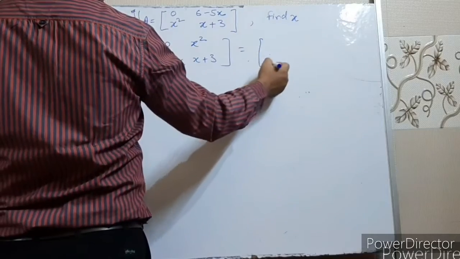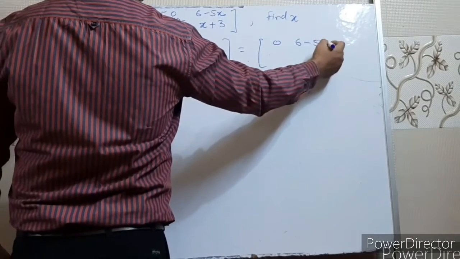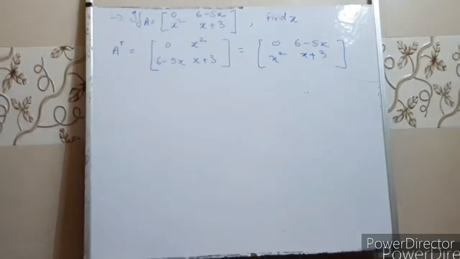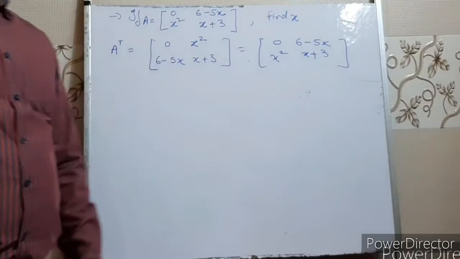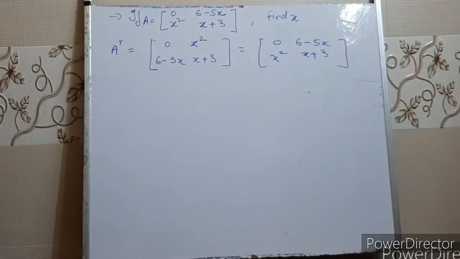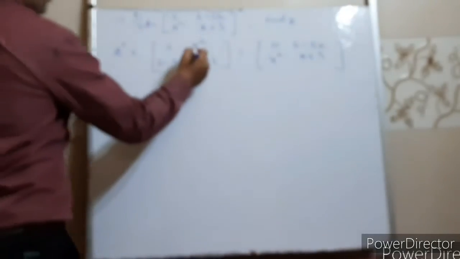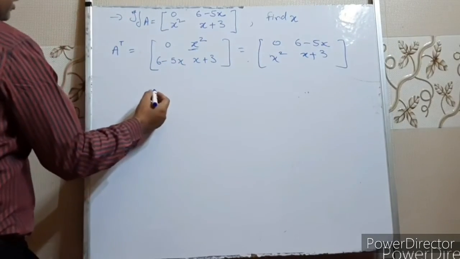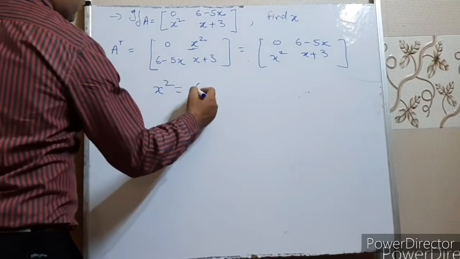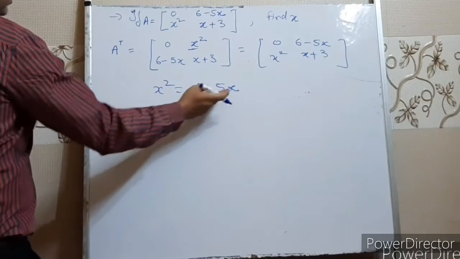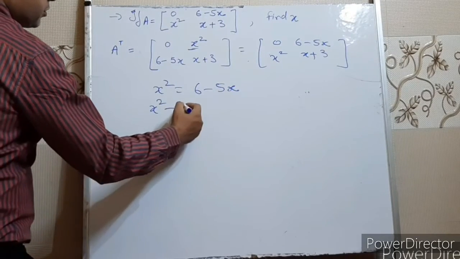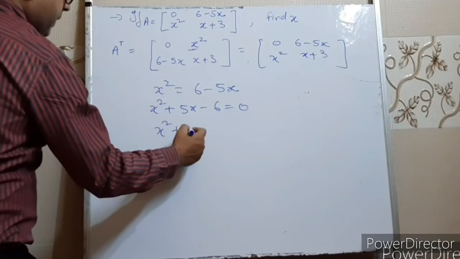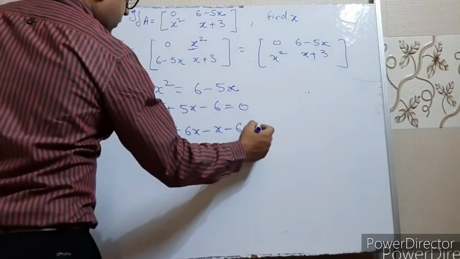So when you equate this with our original matrix A, what will we get? When two matrices are equal, all the corresponding elements are equal to each other. If you equate the first row second column element to the first row second column element, what will we get? X square equals 6 minus 5x. Transfer these two terms to that side, what will we get? X square plus 5x minus 6. Now you can do the factors easily. X square plus 6x minus x minus 6 equals 0.